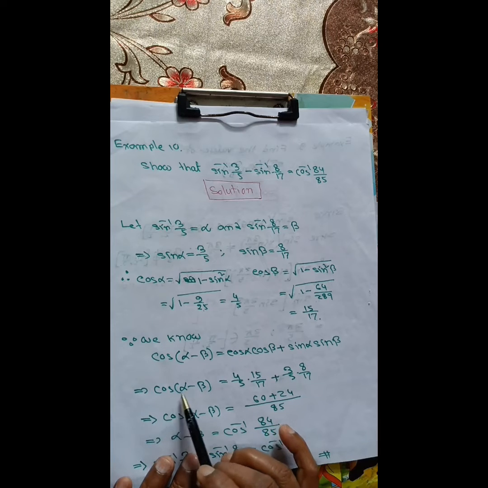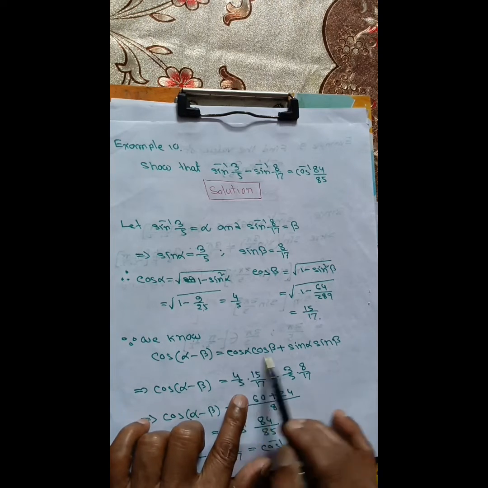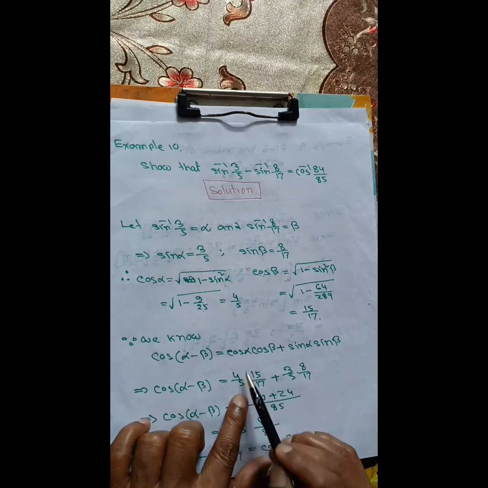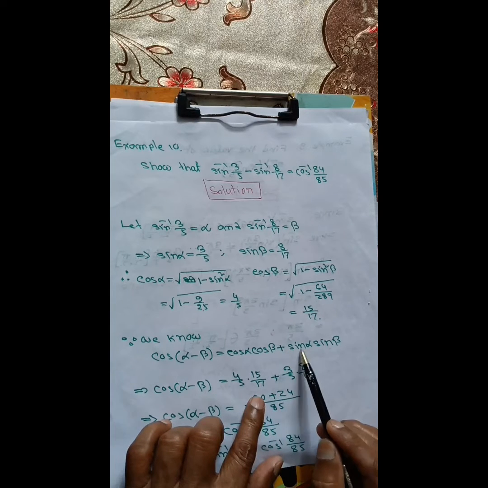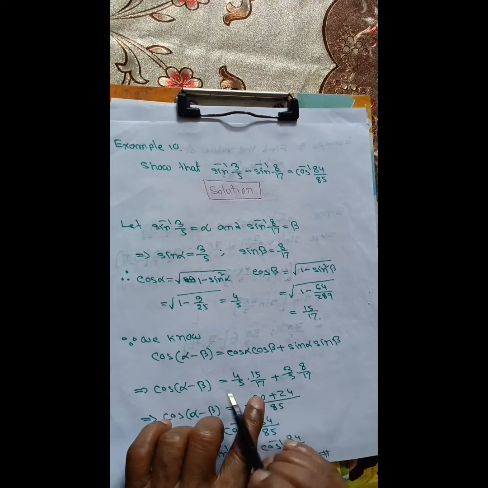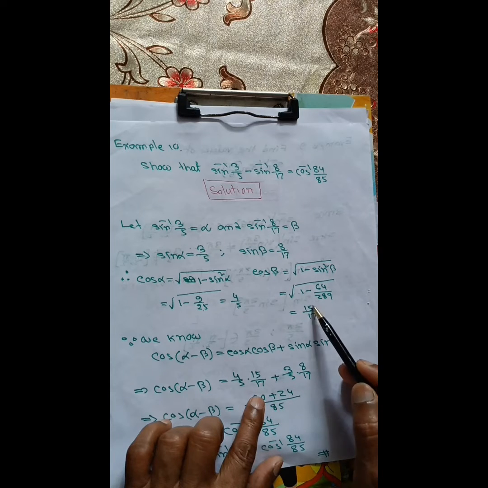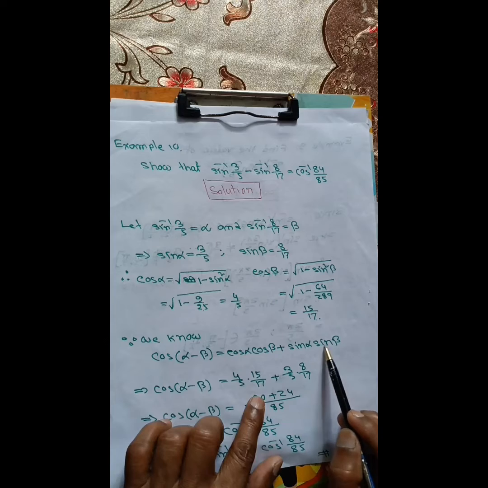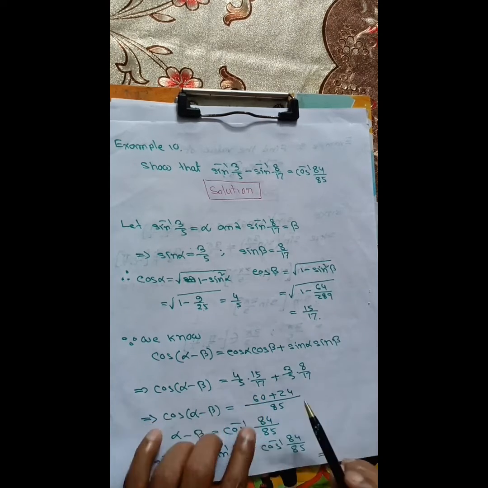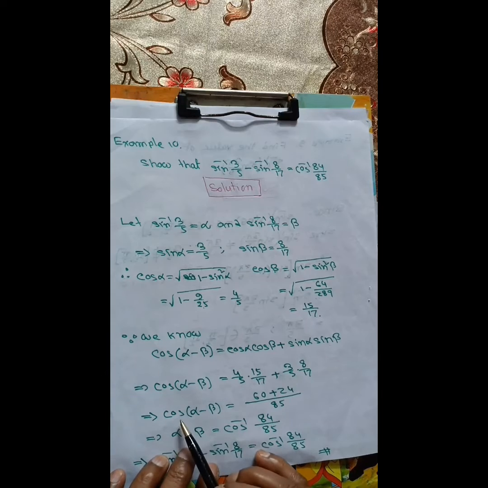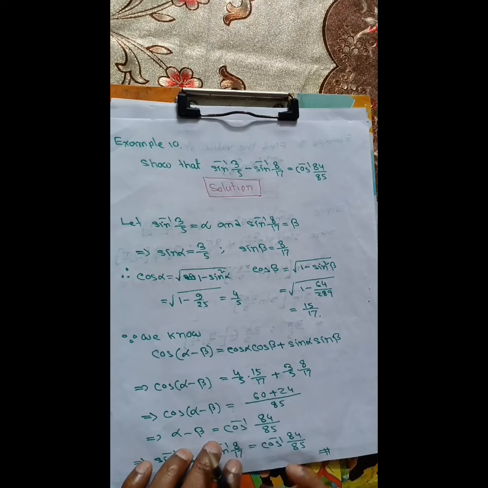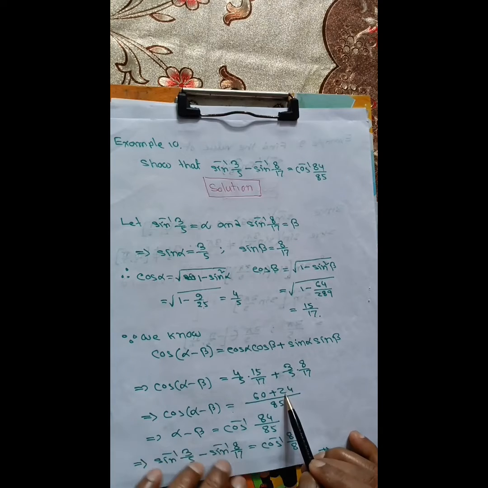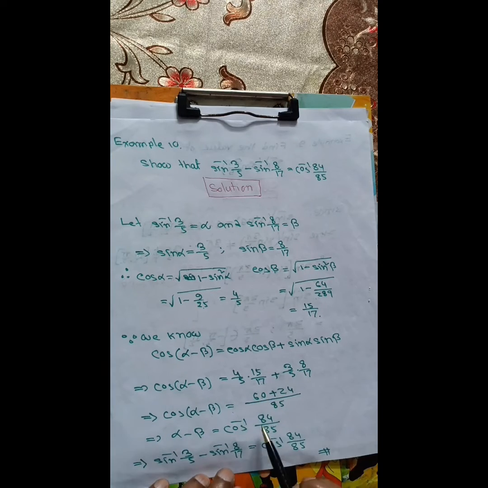Next, this implies cos alpha minus beta. We can replace this by values. Cos alpha is equal to 4 by 5, cos beta is equal to 15 by 17, plus sin alpha is equal to what? 3 by 5, and sin beta is equal to what? 8 by 17. Then next step, we get cos alpha minus beta is equal to, after taking LCM I got 85, then we calculate this, then we get 60 and 24. After adding these two values, we get 84.